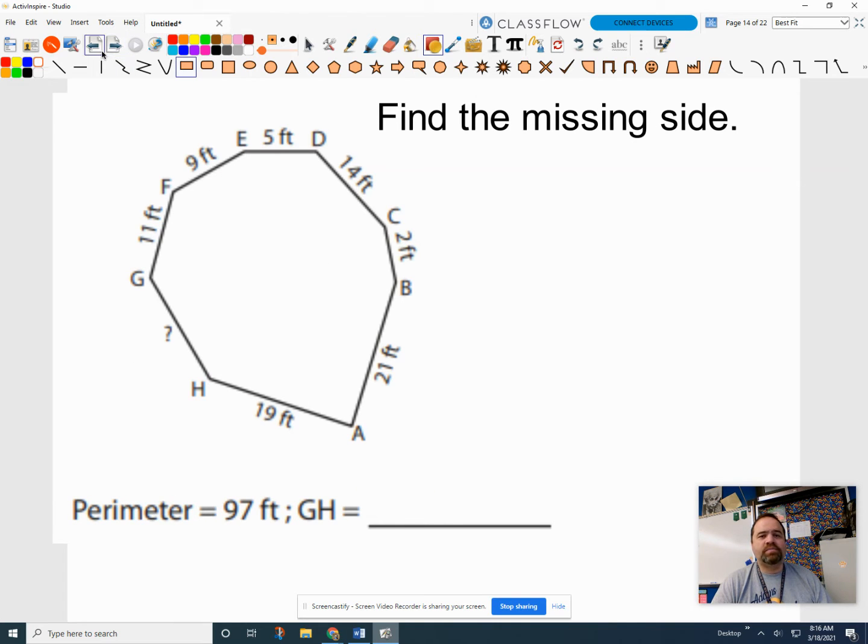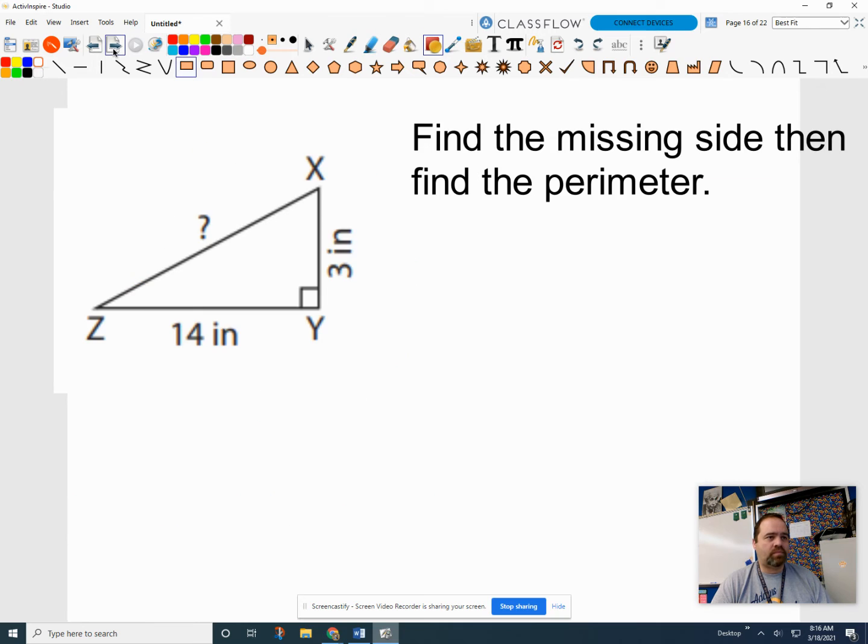Okay, last one like this. Big shape, so make sure you don't overlook one of the sides here. Find the missing side GH. It was 16 feet. All right, moving on.